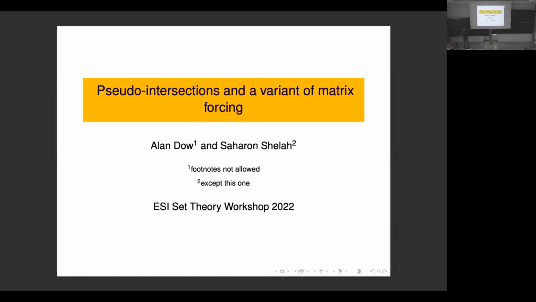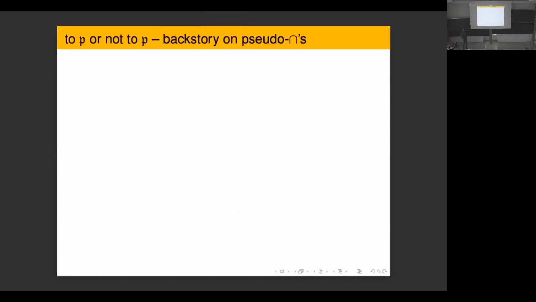Yeah, so pseudo-intersections and a variant of matrix forcing. Probably the highlight will be maybe this variant of matrix forcing, but I want to do a bit of background. I've been interested in pseudo-intersections for a very long time.